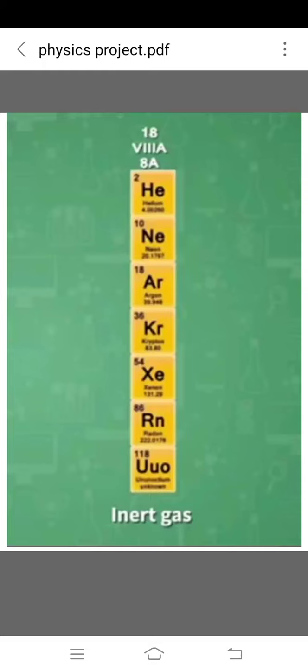Noble gases or inert gases. The 18th group elements are known as inert gases or noble gases, as the elements of the 18th group are chemically least reactive, so they are called noble gases. Their outer shell electronic configurations are the basis of the octet rule.